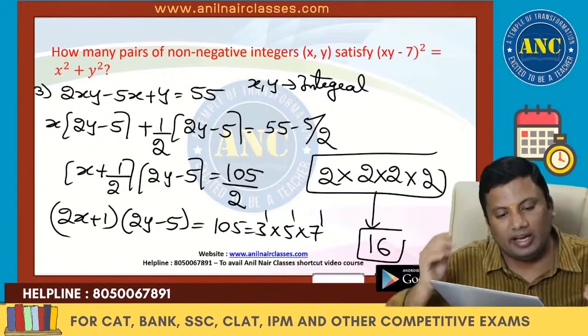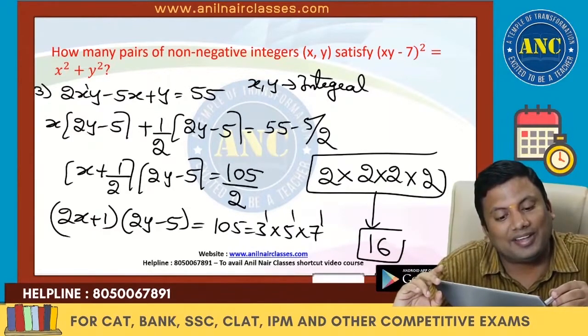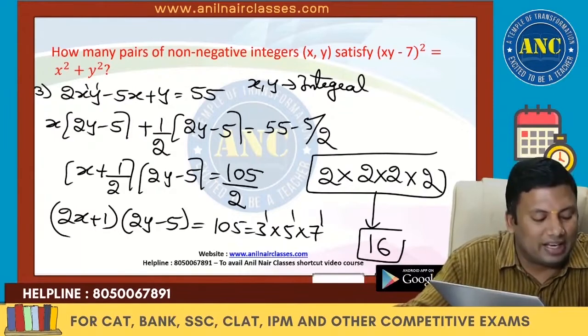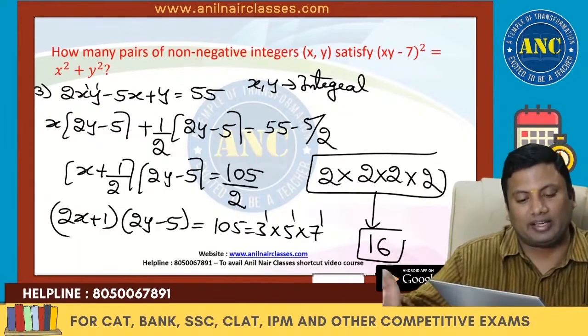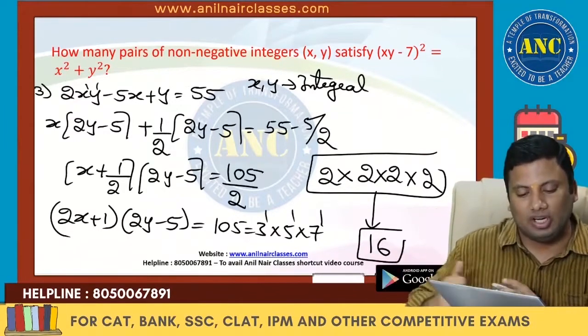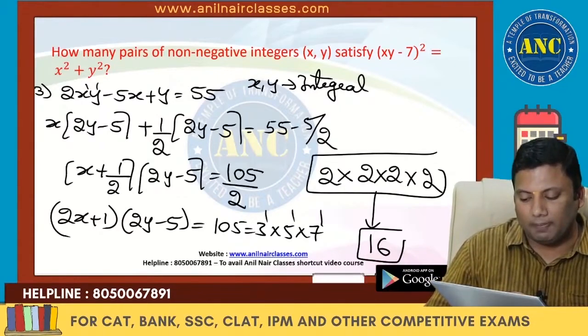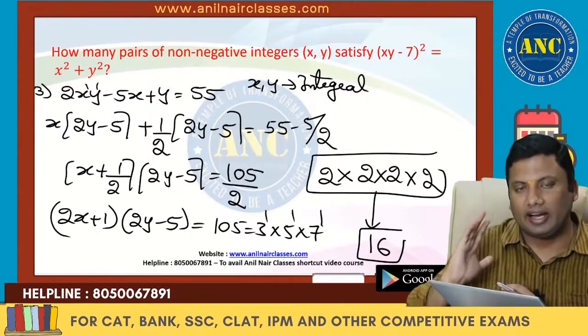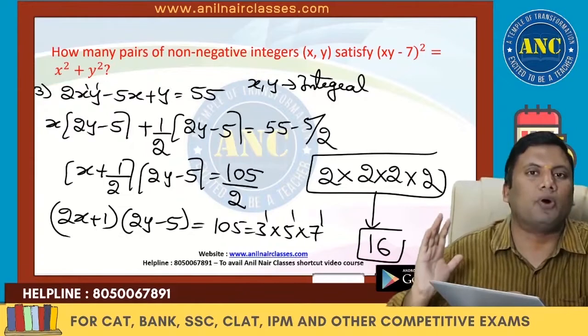I hope the idea is clear. If the degree of the equation is 2, write the equation as a product of two factors. Idea clear, right? Extremely important logic.